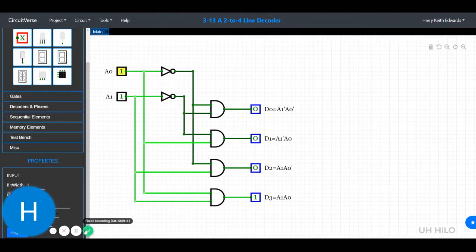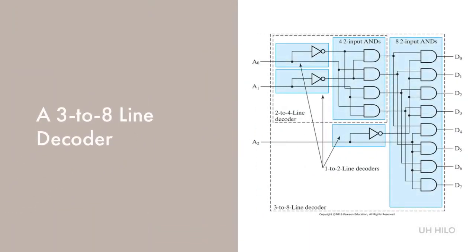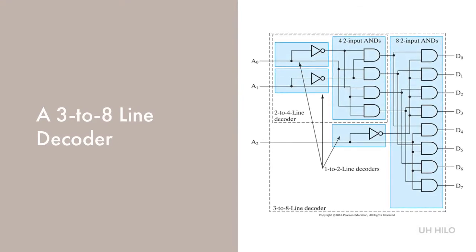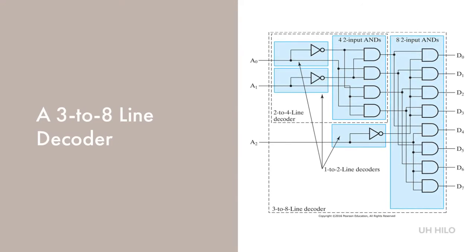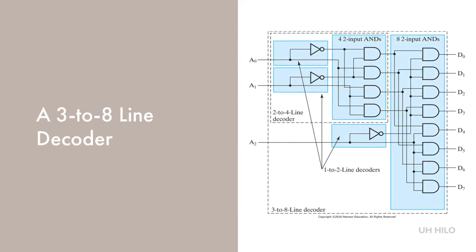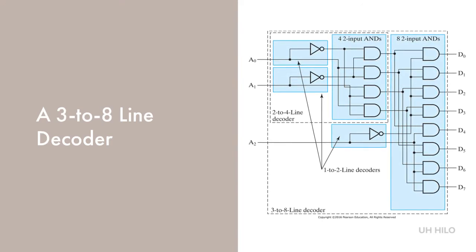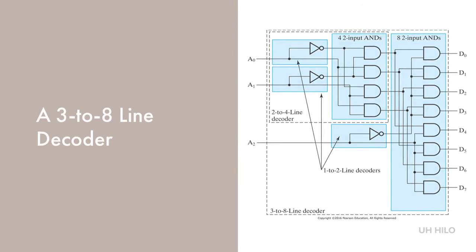Instead, we can use a hierarchical approach. To construct a 3 to 8 line decoder, that's n equal 3, we can use a 2 to 4 line decoder and a 1 to 2 line decoder feeding 8 2 input AND gates to form the minterms. Hierarchically, the 2 to 4 line decoder can be implemented using 2 1 to 2 line decoders feeding 4 2 input AND gates. Let's look at the general procedure.